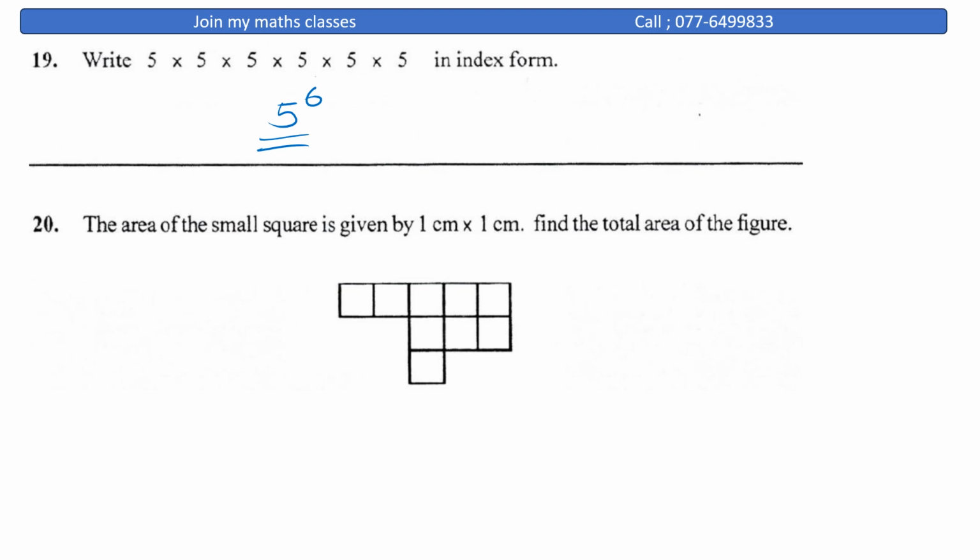The area of the small square is given by 1 centimeter into 1 centimeter. That means 1 square centimeter. Find the total area of the figure. This is 1 by 1, then this is 1 centimeter square. Therefore you have to add all these: 1, 2, 3, 4, 5, 6, 7, 8, 9. This means 9 square centimeters. So I think you understand this.